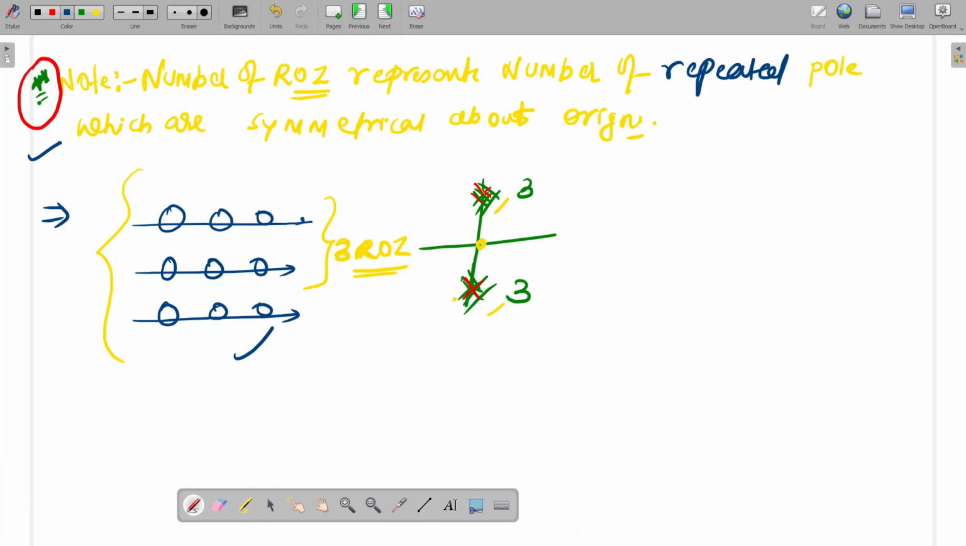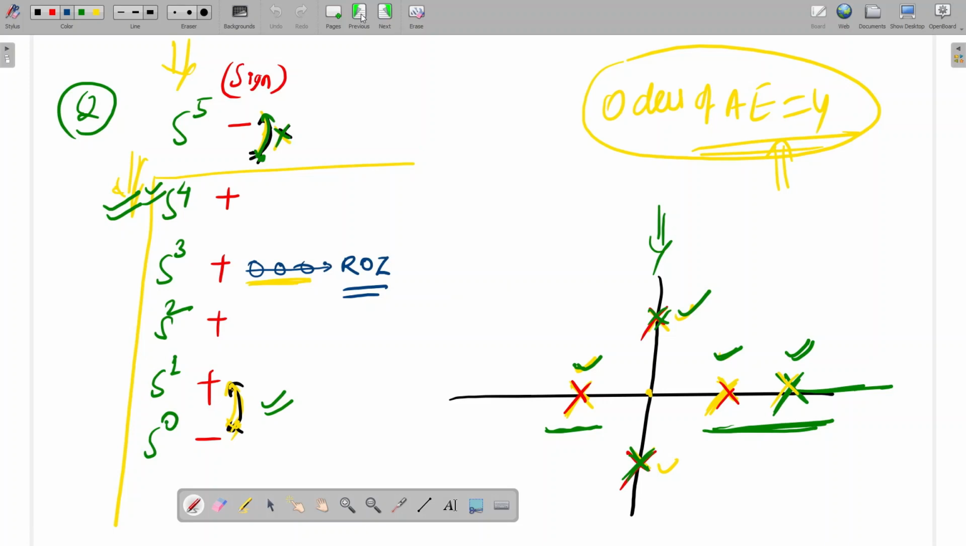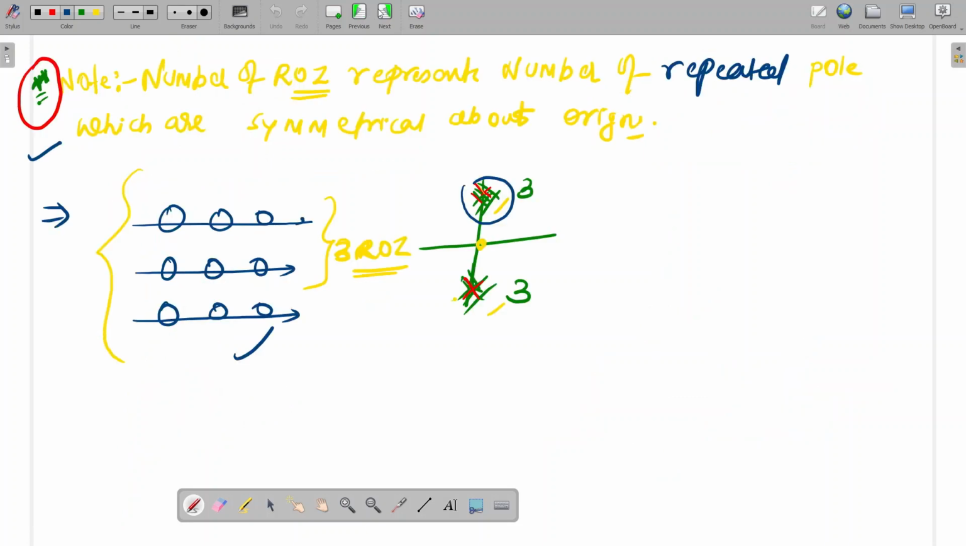If a repetitive number of rows of zero is there, then that number of poles will coincide, and repeated poles will be there. If three rows of zero are there, three poles will be repeated one above another. Sir, then it will be marginally stable only if there is no sign change? No, sir, if there are repeated poles, then it will be unstable, I think.